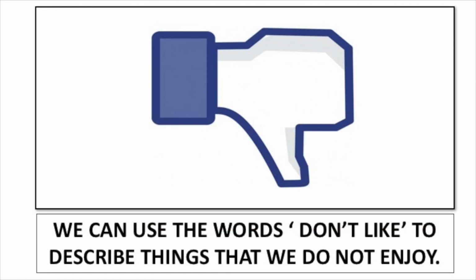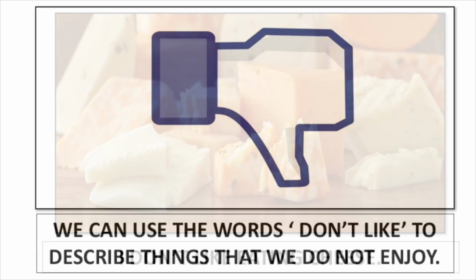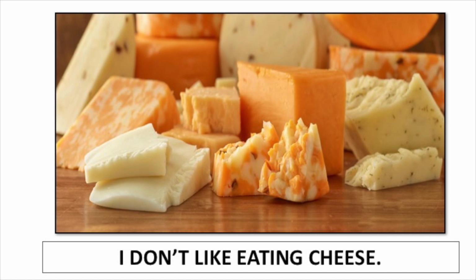Don't like. Correct. We can use the words don't like to describe things that we do not enjoy. Yes. It's exactly the same structure as like. The only difference is we add the word don't in front to show that we don't like it. I don't like eating cheese. So the structure stays the same. I, the subject, don't like, and then the activity, like eating cheese.